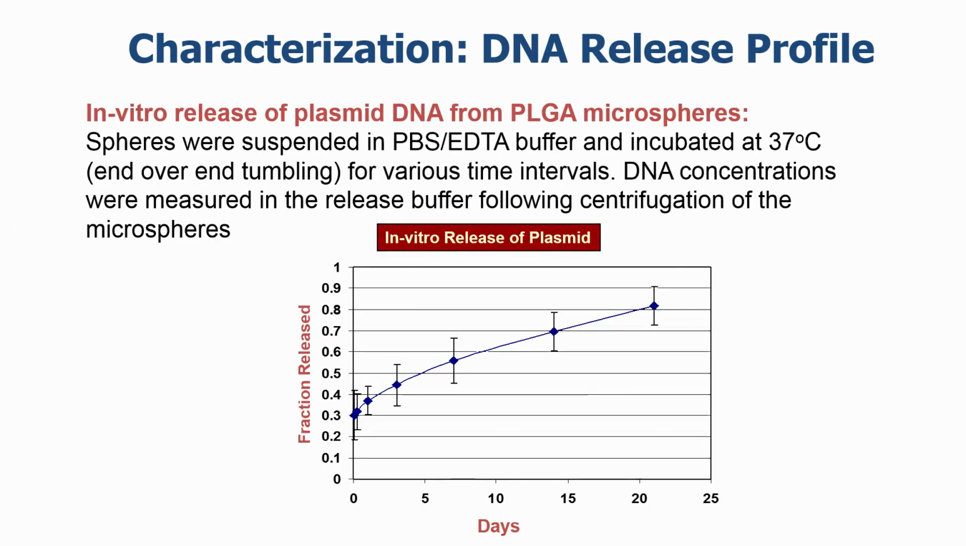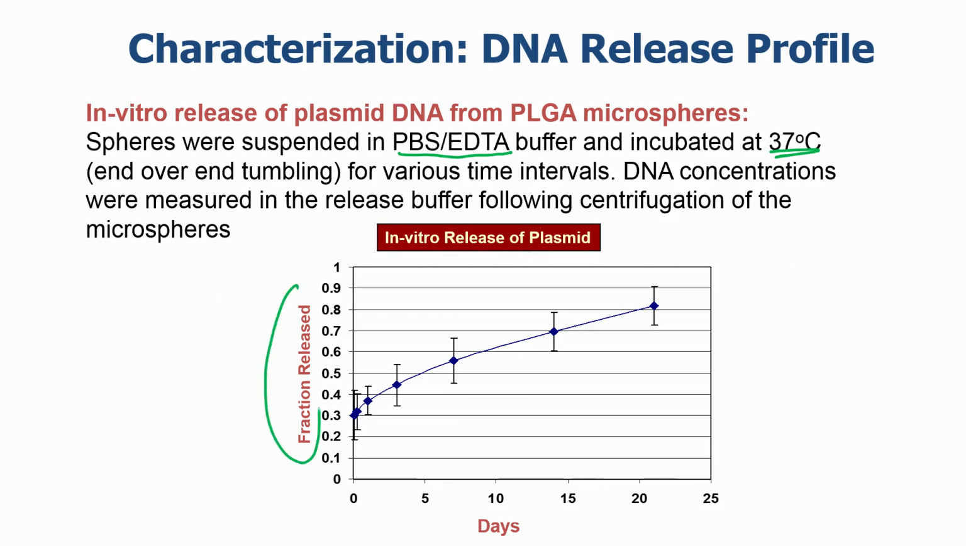And then you can see how it releases DNA over time. So, you can take these PLGA microspheres loaded with the plasmid DNA, suspend them in some physiological ionic concentration of PBS or EDTA, and then incubate at 37 degrees Celsius and let it sit there for some time. From time to time you can collect the supernatant and see how much of the DNA is present in that supernatant. That is going to tell you how much of the DNA has been released out from these particles, and that is what they have done here.